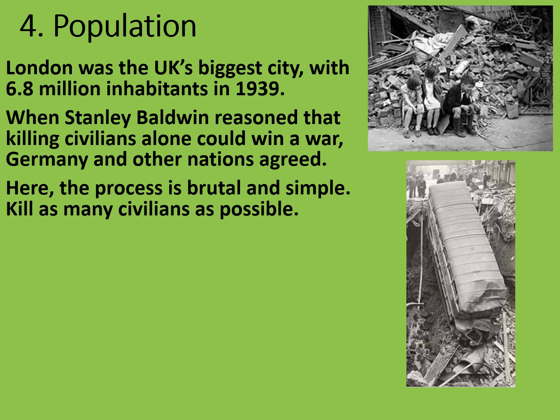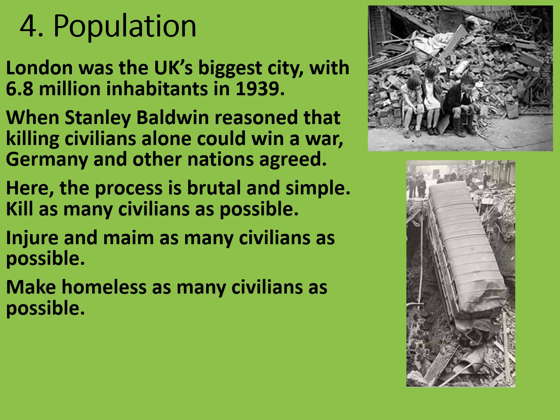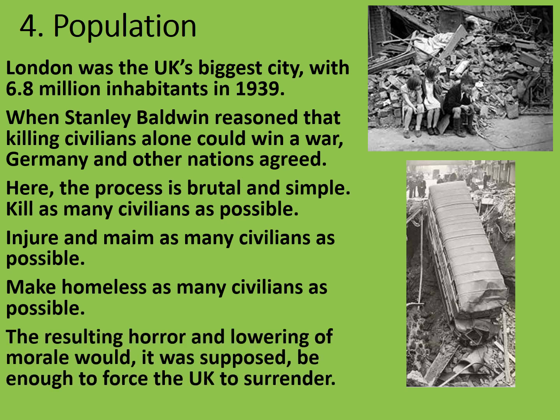Here the process is brutal and simple. Kill as many civilians as possible. Injure and maim as many civilians as possible. Maim means to badly injure, perhaps making them lose a leg or an arm. And make homeless as many civilians as possible. The resulting horror and lowering of morale or happiness would, it was supposed, be enough to force the UK to surrender.